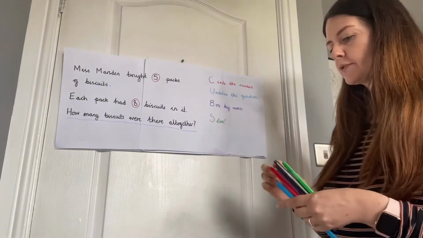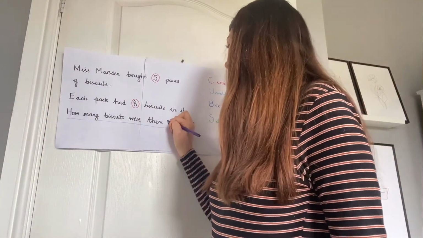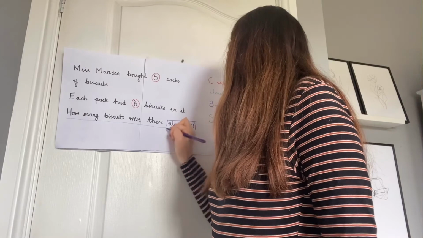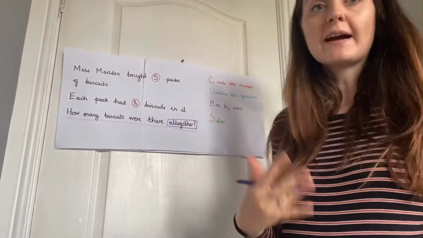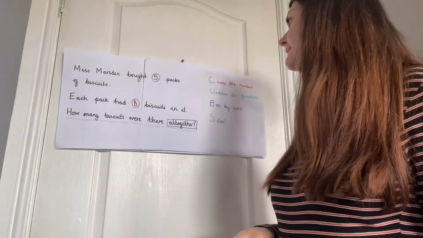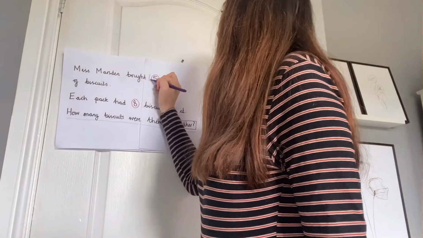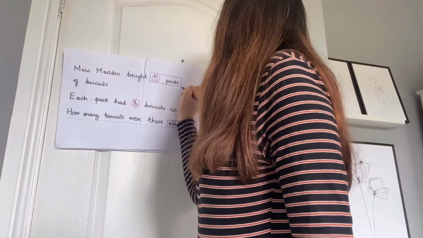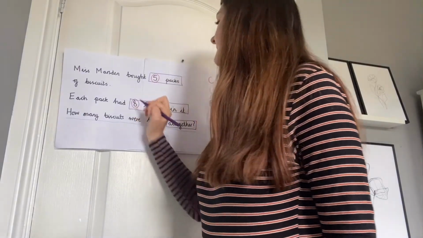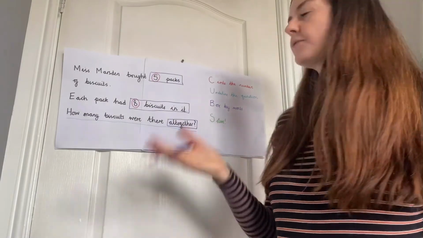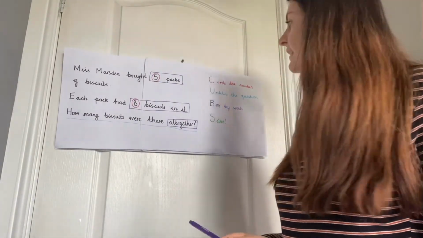And then I'm going to box my keywords. So I'm going to box altogether. So that shows me that I need to work out the total. And I'm going to box 5 packs. And I'm going to box 8 biscuits in it. So I can visualise in my head that I've got 5 packs of biscuits and each pack has got 8 biscuits in them. Okay, then I need to solve.